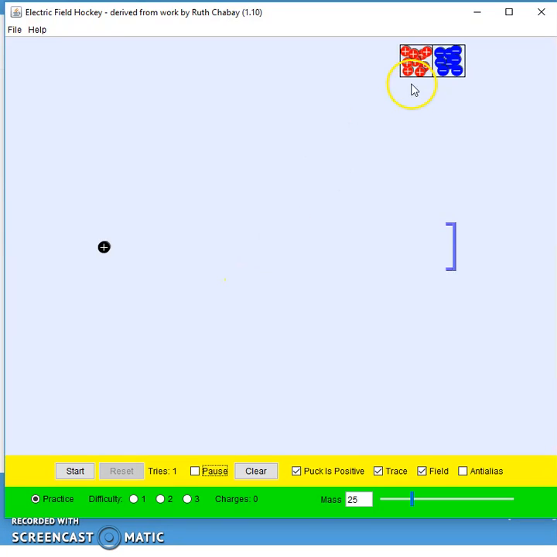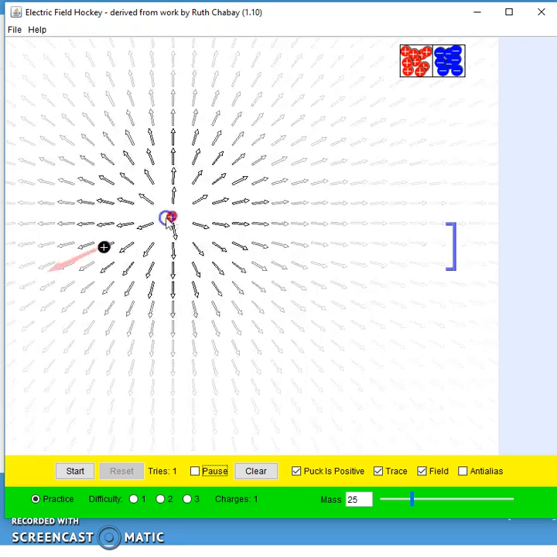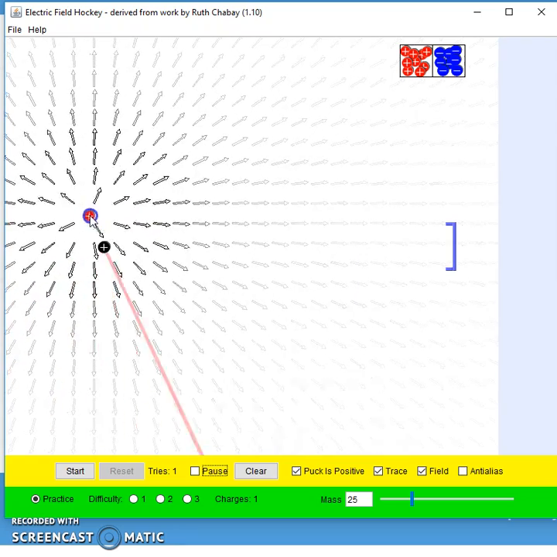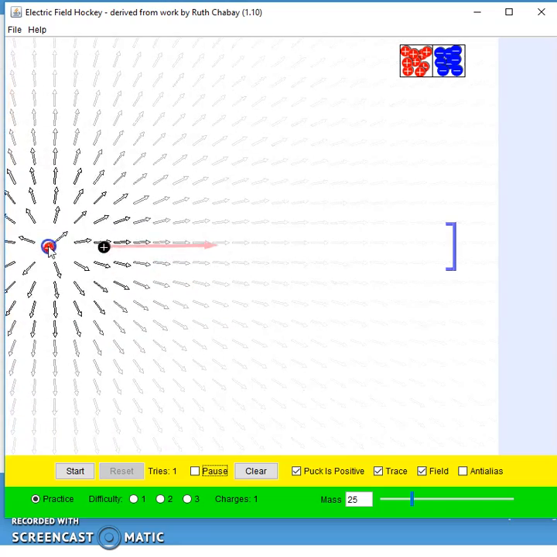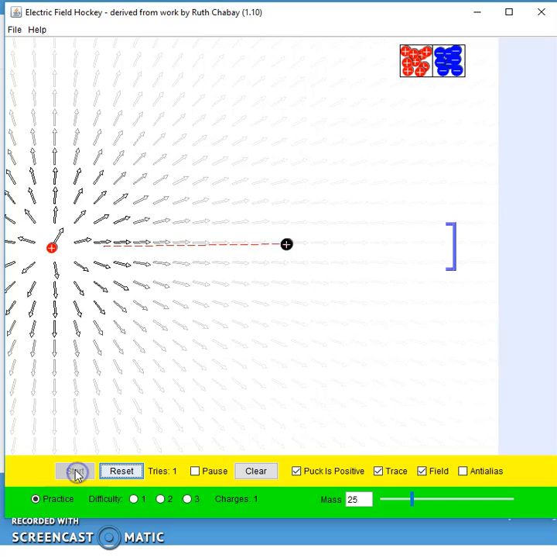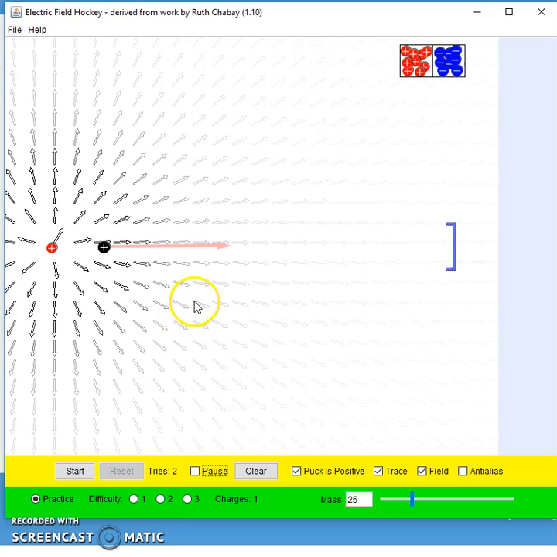Hi everybody, this is an electric field hockey app. We have a black puck that's positive and we have a goal over here. The objective is to put charges down in such a way that as we get the charges close to the puck, the puck will react to that charge, and we want to aim the charge into the goal, like so. So we can hit the reset button.